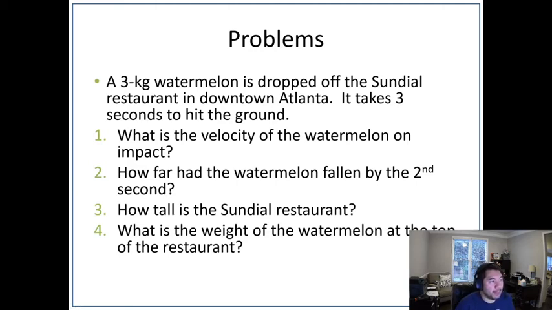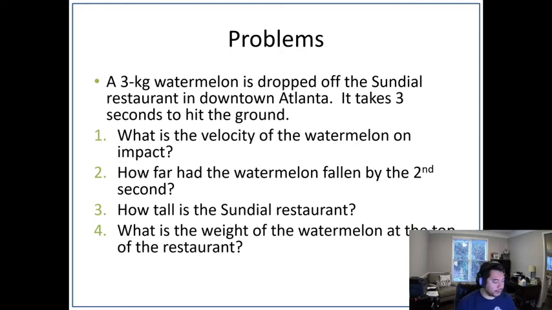A 3-kilogram watermelon is dropped off the Sundial restaurant in Atlanta. It takes 3 seconds to hit the ground. What's the velocity of the watermelon on impact? Well, what was the acceleration of the watermelon? 10 meters per second squared. If it takes 3 seconds, Vf equals Vi plus At. The Vi is 0, so A is 10, the T is 3. 10 times 3 is 30 meters per second. Negative.